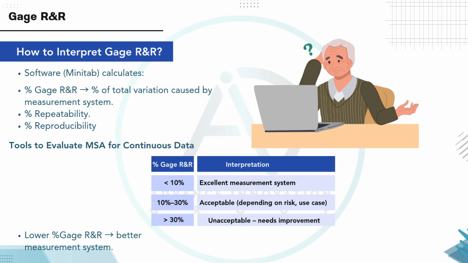In the table on this slide, you can see the interpretation of percent Gage R&R. If it's less than 10%, that's excellent. The measurement system adds very little variation. Between 10% and 30% is generally acceptable, but it depends on the level of risk and how critical the measurement is. Anything above 30% is considered unacceptable. It means the measurement system contributes too much variation and needs improvement. So, a lower percent Gage R&R means a better measurement system, one that allows us to trust the data we're collecting for decision-making.